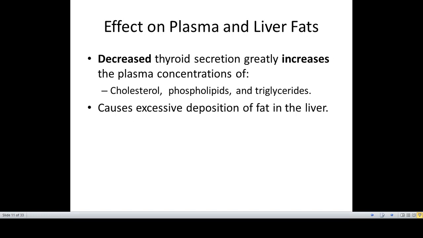Similarly, decreased thyroid hormone secretion greatly increases the plasma concentration of cholesterol, phospholipids, and triglycerides. So this is opposite to the effect of increased thyroid hormones, and decreased thyroid hormone also causes excessive deposition of fat in the liver.